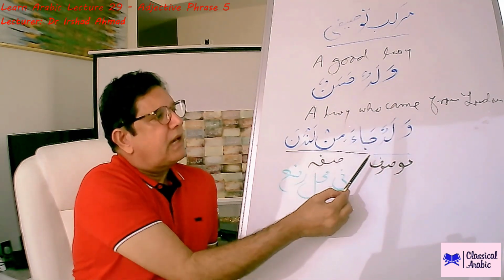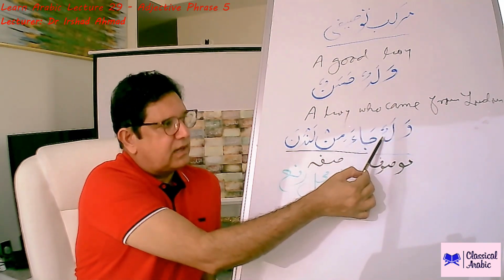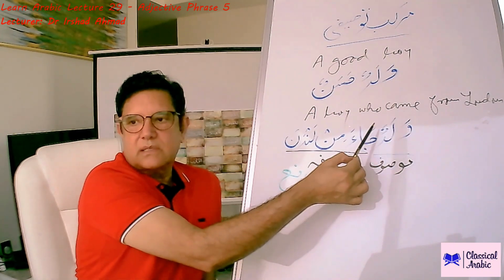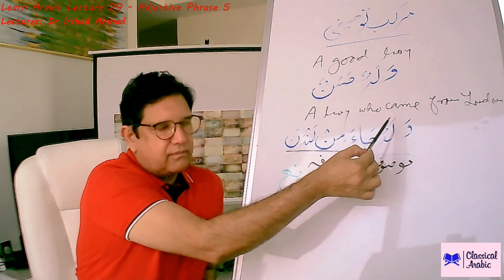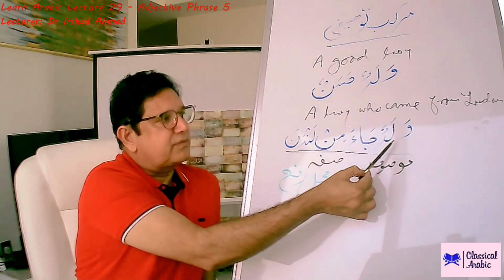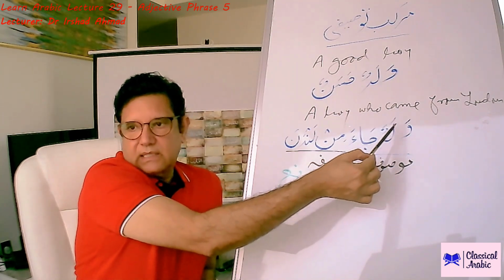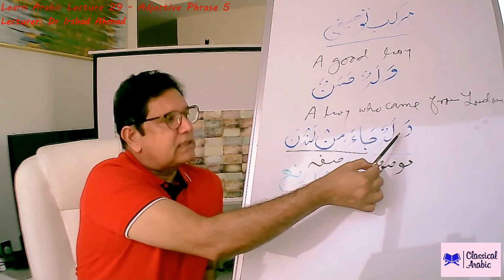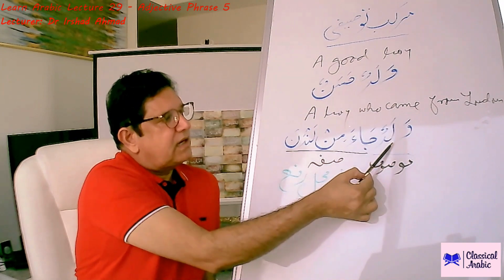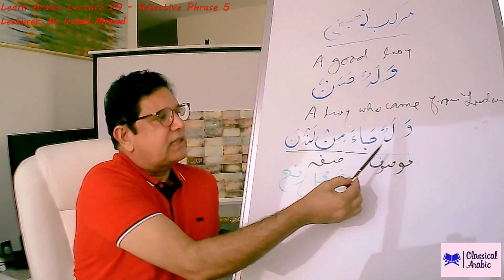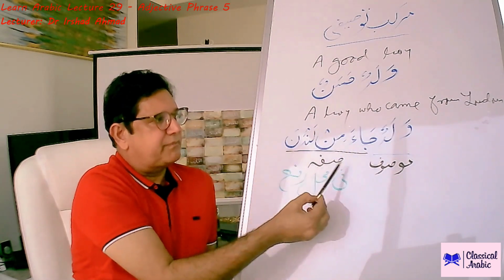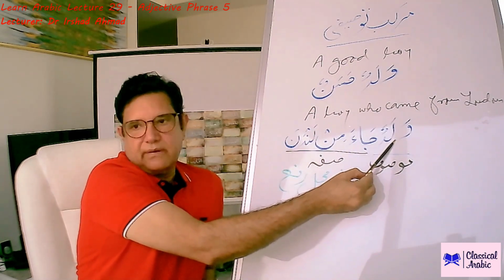If we make that al-waladu, then it definitely becomes mubtada because we know that mubtada is at the beginning of a sentence and it is almost always definite. So if we say al-waladu ja'a min Londana, that becomes jumla ismiya, which will be mubtada and khabar. So this has to be indefinite.